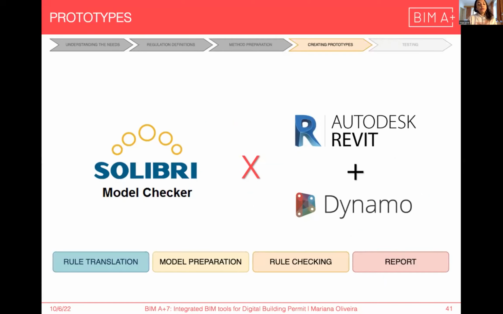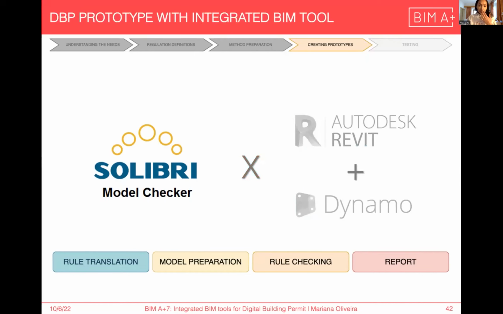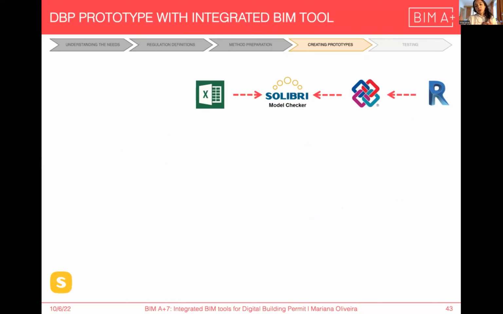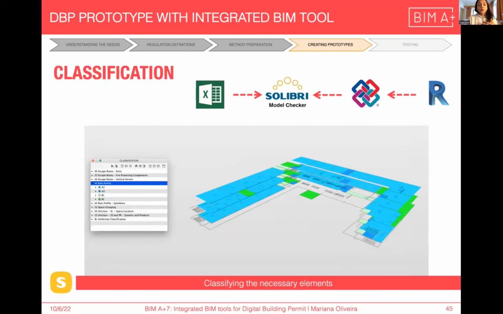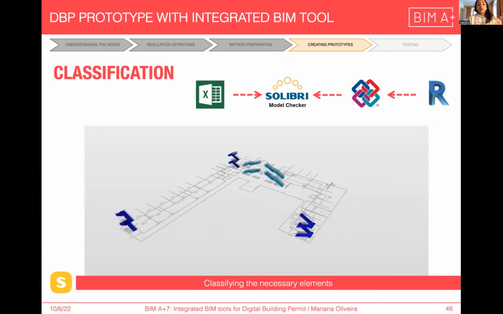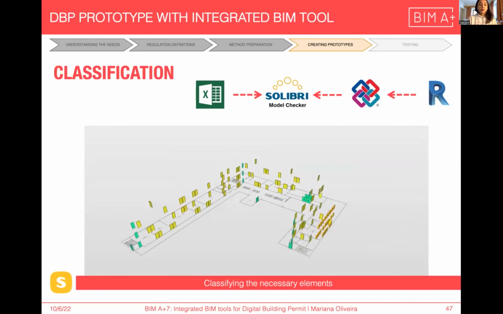In both methods, we ran the phases: the rule translation, the model preparation, the rule check, and the reporting. First, in Solibri, we took some models from Revit, exported them to IFC, imported them in Solibri, and then also imported the data sets that we created in the step before. We first used the sample model of Revit, importing it to Solibri, and then in Solibri we could very easily create all the classifications that we needed, based on the data sets that we showed before.